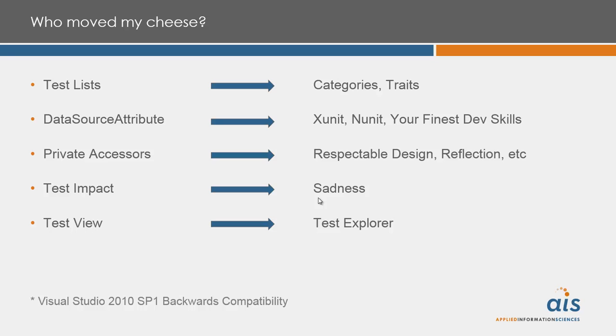So what's gone? Where did things move, and where do we go now, I guess, if you were using some of that stuff in Visual Studio 2010? So test lists, forget about them, breathe a sigh of relief, and head over towards categories and traits, as they're going to be called. We'll talk more about that, but these provide a better kind of multi-focal way of building conventions around your tests and annotating your tests, if you will, and using those annotations to target the types of tests you want to run in different scenarios.